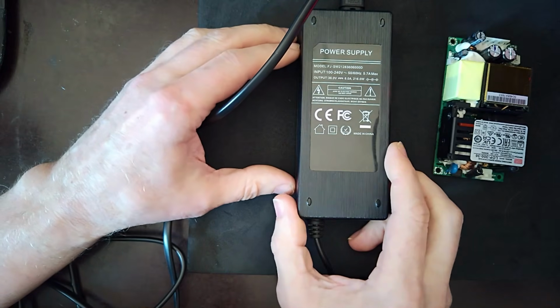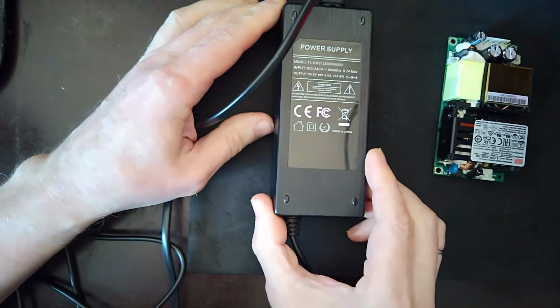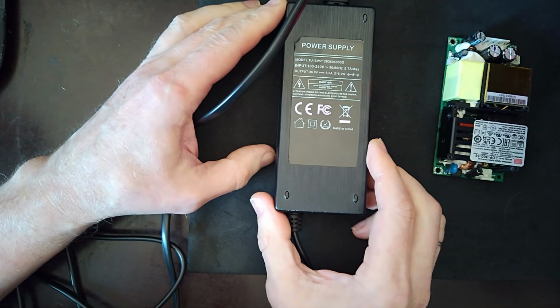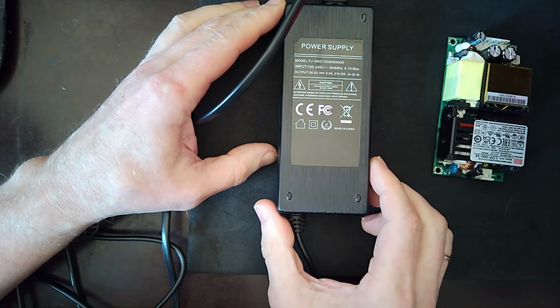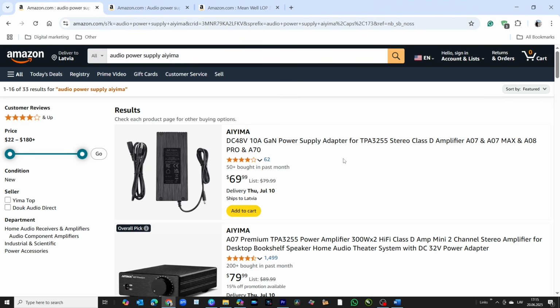If you want more, then there are versions with 48 volts, but those cost more. Where to buy? Those are popular power supplies, and you can buy them on Amazon, on eBay, on AliExpress. I took Amazon as a popular internet shop, and here I put some internet search keywords, and it gives this AIMA DC 48 volt 10 amps audio power supply.